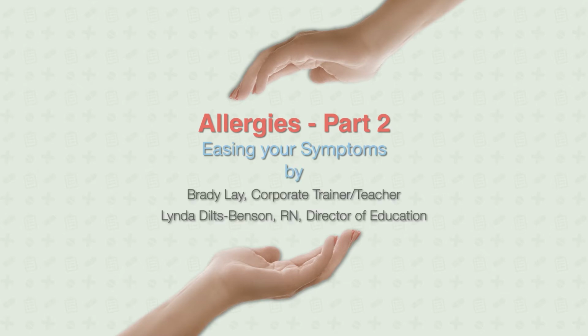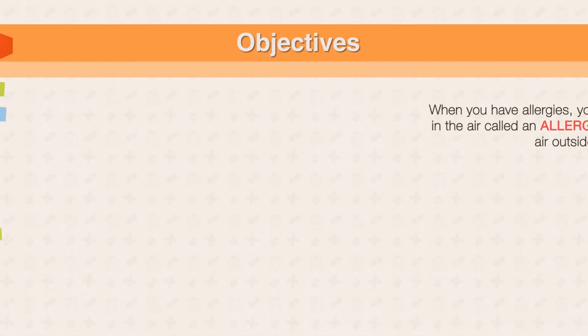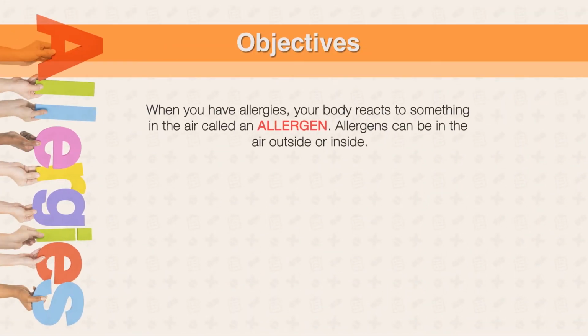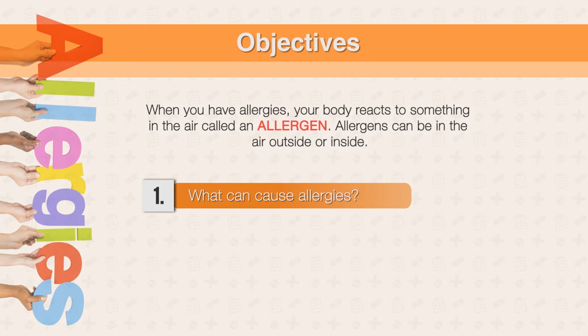This module is part 2 of a 3-part series on allergies. When you have allergies, your body reacts to something in the air called an allergen. Allergens can be in the air outside or inside, so knowing how your body reacts to allergens, what symptoms or complications you may have, will help you to know what you can do to control your symptoms and not let them control you. In this course, the objectives are to help you know what causes allergies and what your treatment options are.